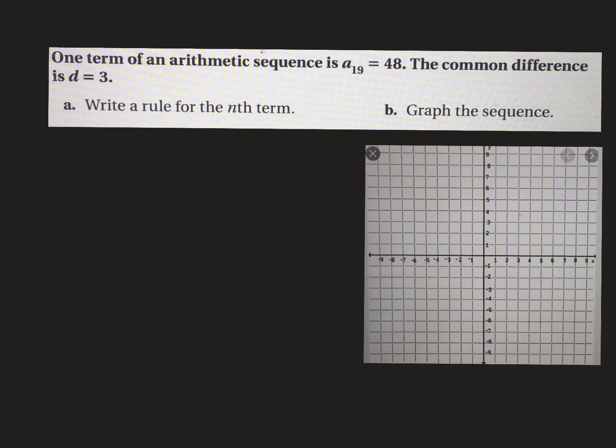All right. One term of an arithmetic sequence is the 19th term right there. The 19th term is 48. The common difference is 3. Write a rule for the nth term. So for part A, the 19th term is 48, and the difference is 3. I don't know what the first term is. I do know what n minus 1 and d are.